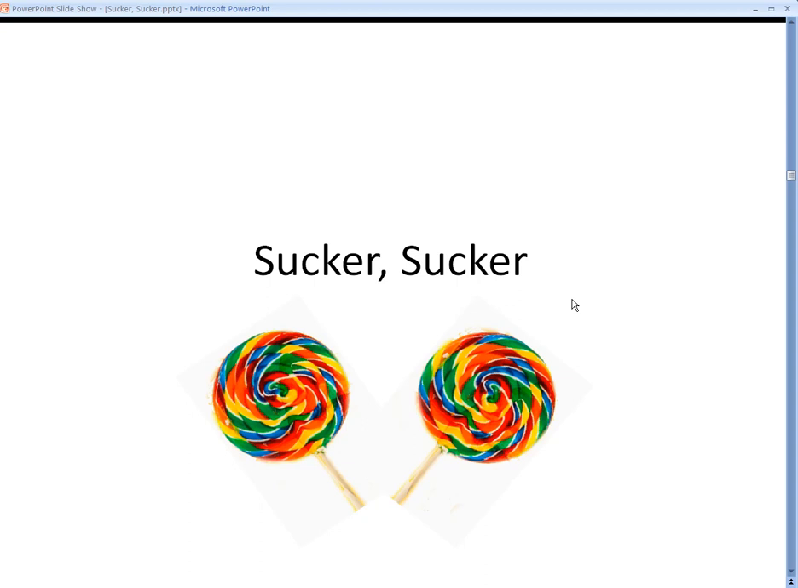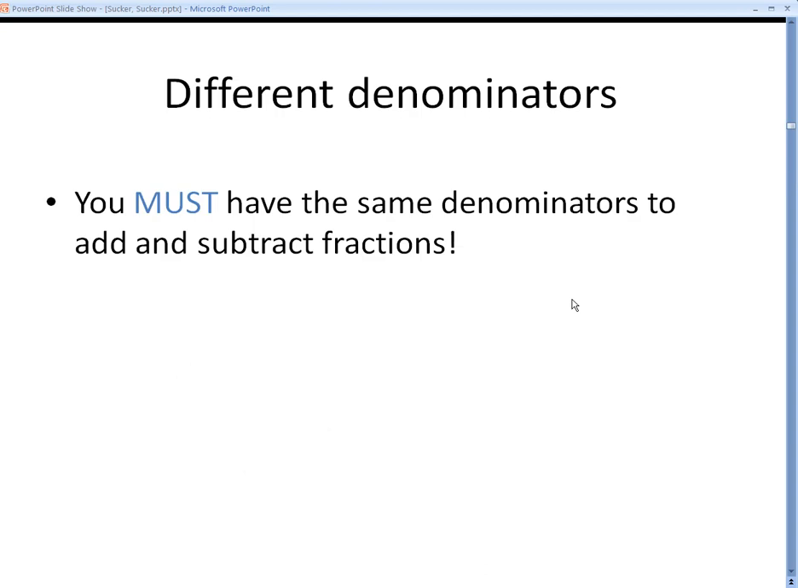Basically, the concept is that if you had two kids sitting next to each other, you gave one of them a sucker, you have to give the other one a sucker, or they're going to cry. So everything has to be fair, and that is true for math. When we're adding fractions, we already know this, you have to have the same denominators, right? If you have different denominators, you've got to fix that.